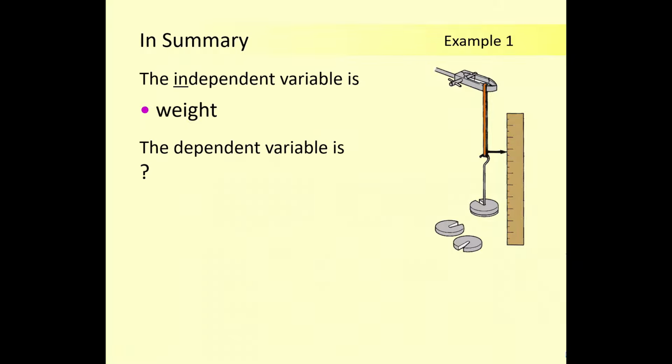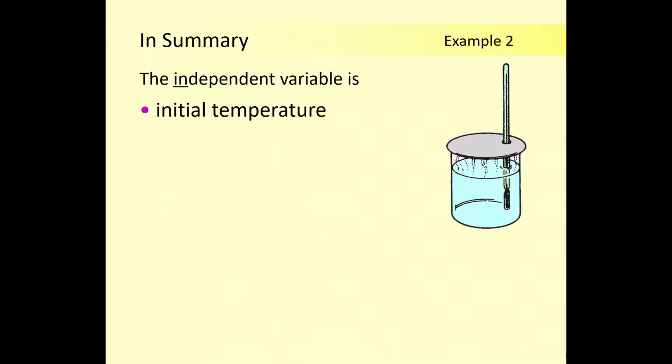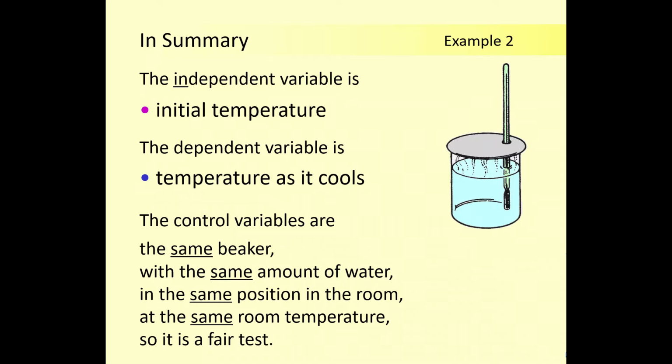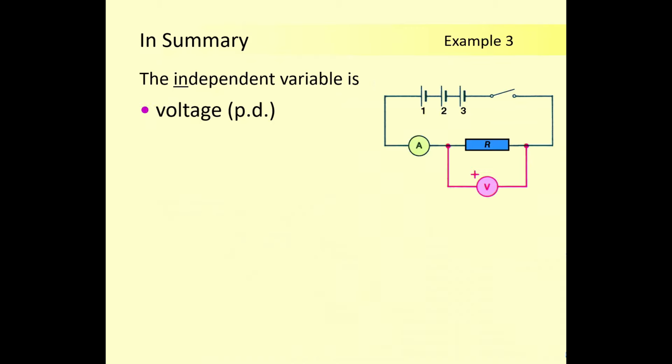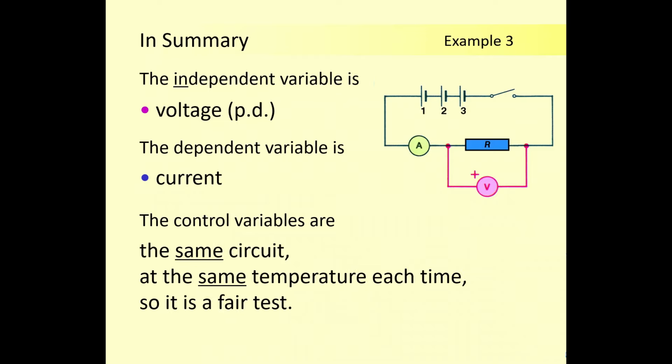Again, example 1, independent variable weight, dependent variable length of the elastic band, control variable same elastic band, same scale. Second example, independent variable initial temperature, dependent variable is temperature as it cools, control variable beaker, water, position, and the room temperature. In third example, voltage is independent variable, dependent variable is the current, control variable same circuit, same temperature each time, and same location for our lab.